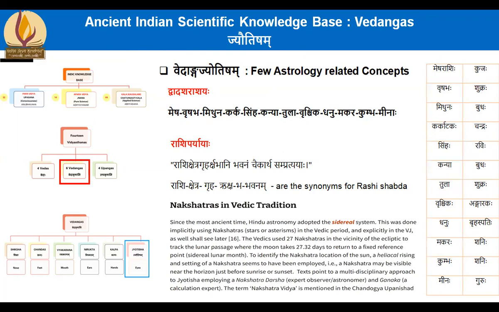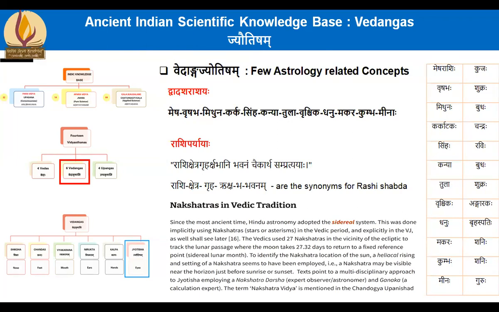Like just now I told you, Mesha, Vrishabha, Mithuna, Karka, Simha, Kanya, Tula, Vrishchika, Dhanu, Makara, Kumbha, Meena Rashis. There are 12 Rashis, and they have synonyms like Kshetra, Griha, Vriksha, Bha, Bhavanam. And many times, people used these 27 nakshatras to track the lunar passage.